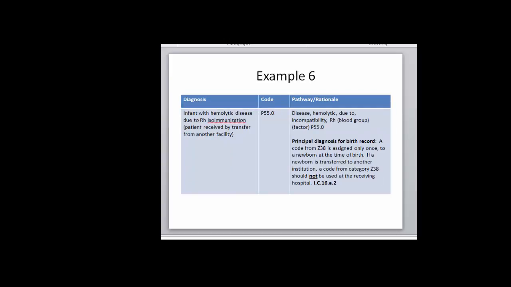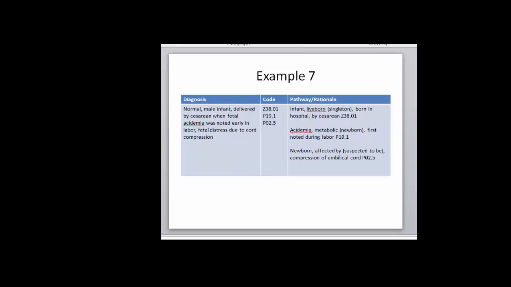Example 6, we have the infant with a hemolytic disease, and I make the notation that the patient was received by transfer from another facility. The part of the guideline that applies in this case is that the Z38 code is only assigned once, and it's assigned at the hospital where the birth occurred. Because the diagnostic statement says the patient was received by transfer, we will not be using the Z38 code there.